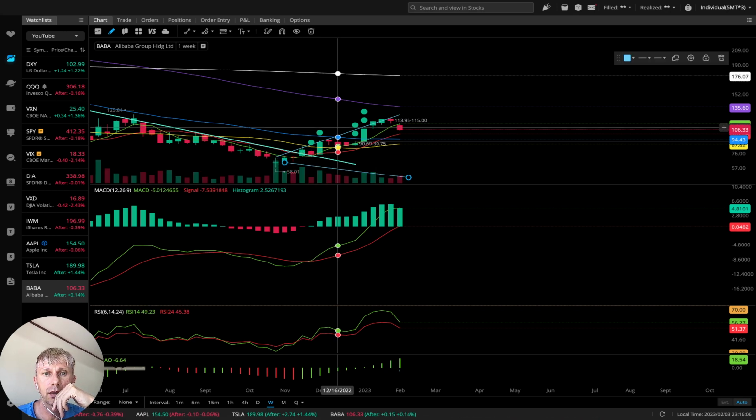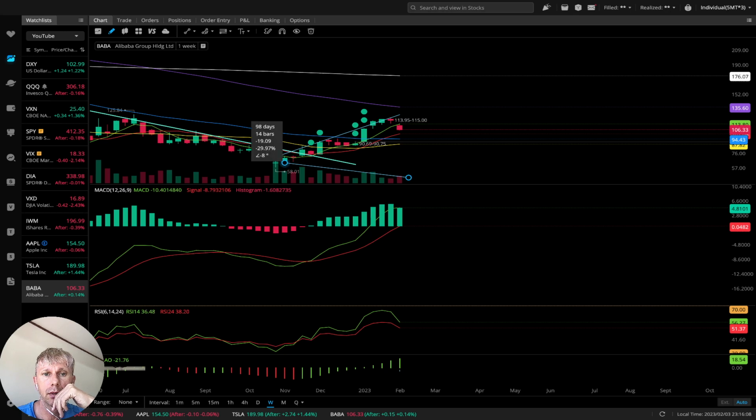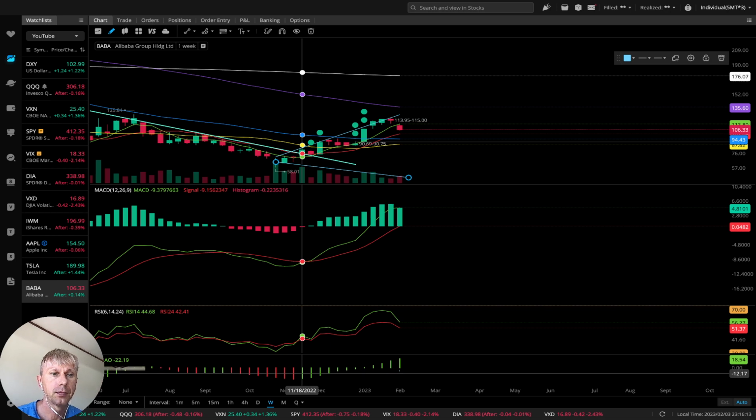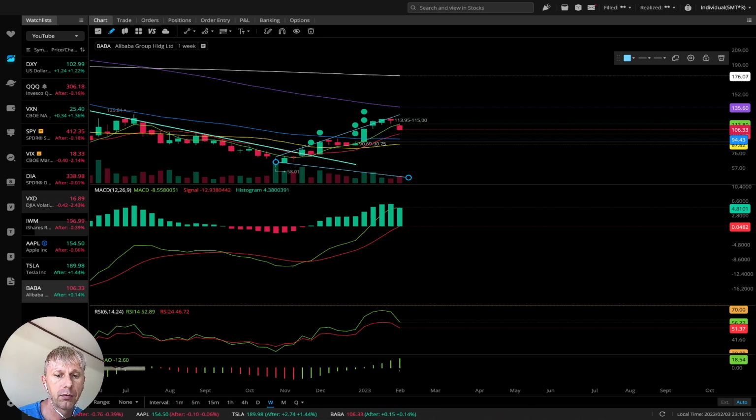Price action is an uptrend, volume is a downtrend. Volume is a downtrend, bearish divergence. That's all. That's all on the monthly time frame.